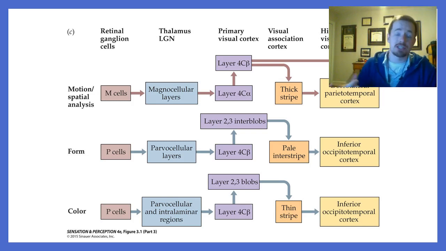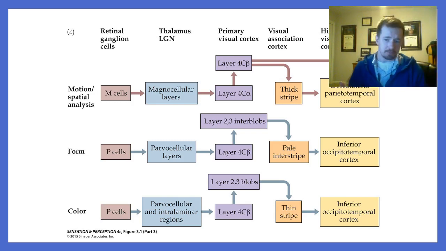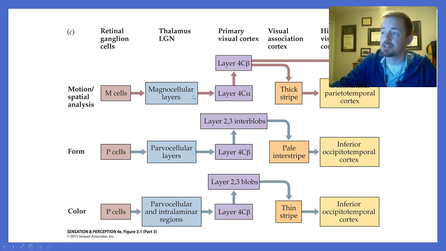So our LGN is going to take some of that information. What are the big things that we've seen? What are the little things that we've seen? And it's going to distribute those things to our primary visual cortex. Here you can see that the magnocellular layers of our LGN are going to move to one spot of our primary visual cortex, and the parvocellular layers are going to filter into a slightly different part as well.